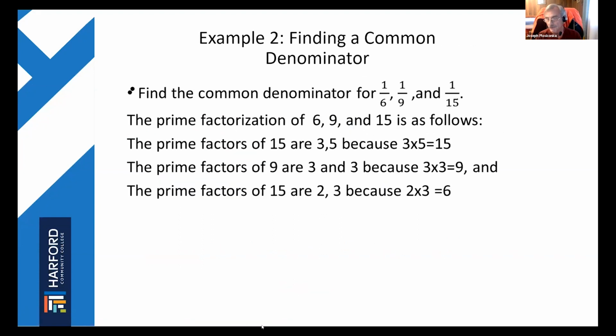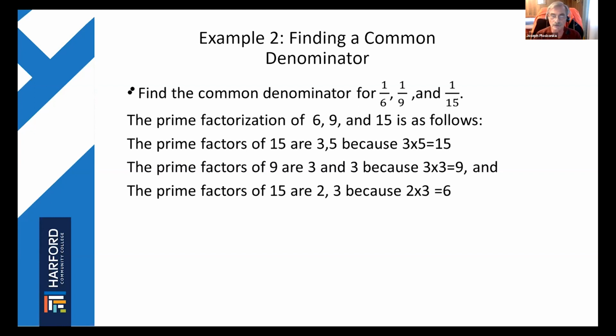Let's look at a more complicated one, which is typically one that a lot of students have a lot of problems with: when you start putting three fractions together and have to add. Let's look at how you would do this for adding the fractions 1/6, 1/9, and 1/15.